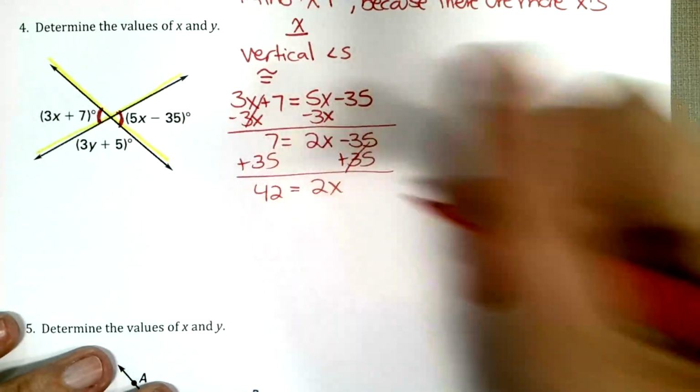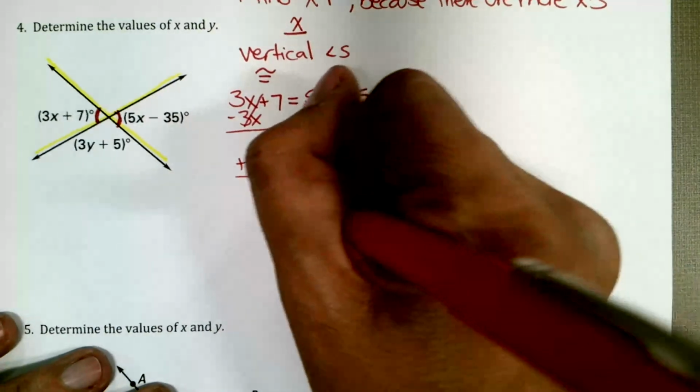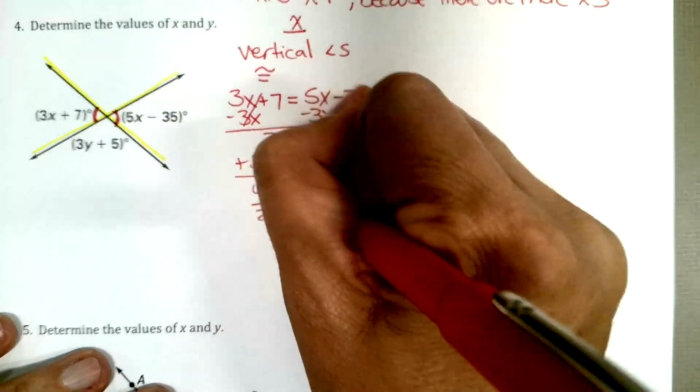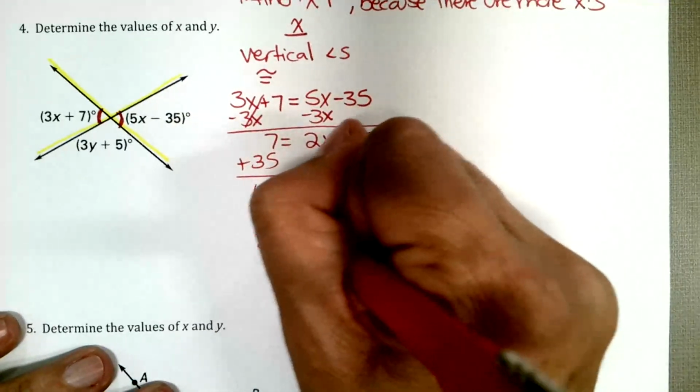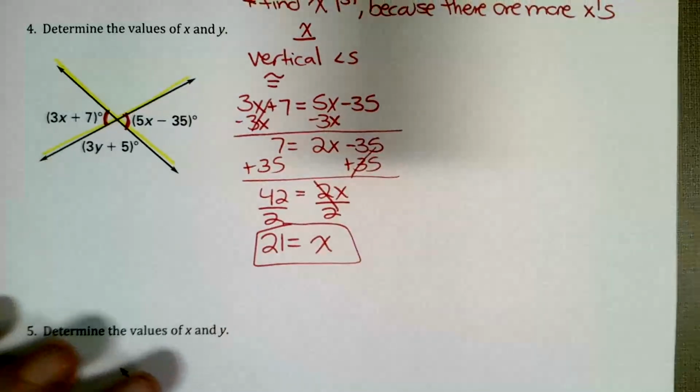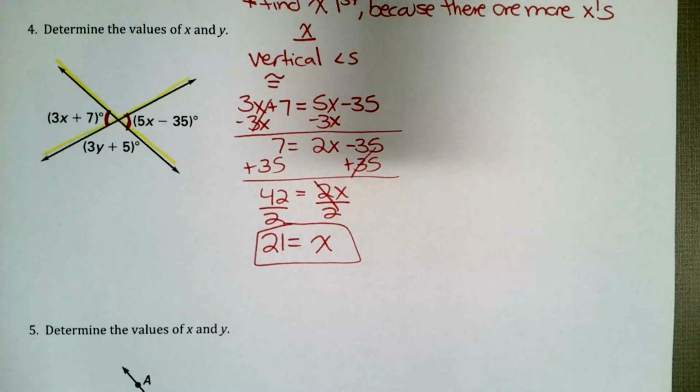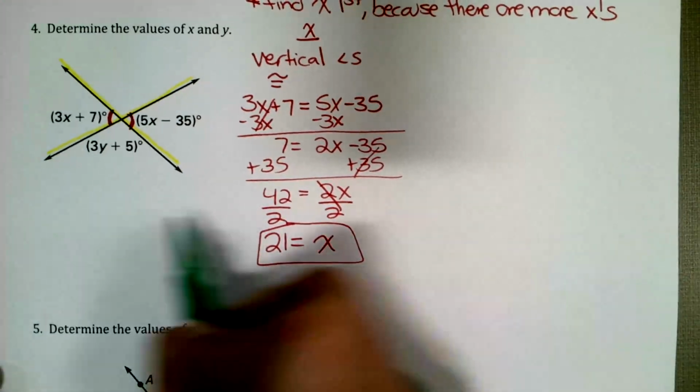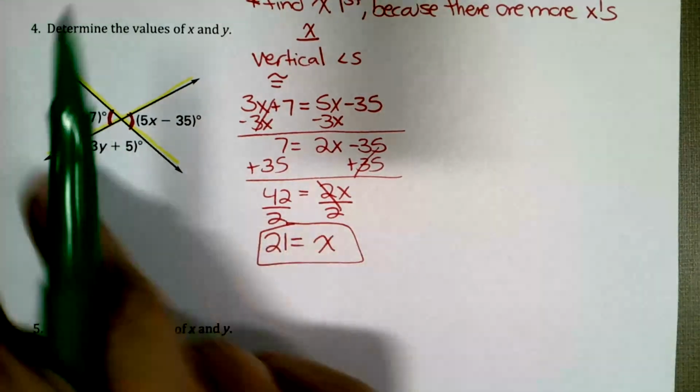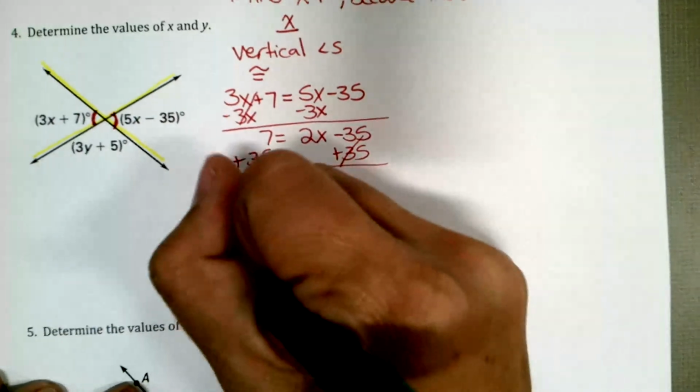So 42 equals 2x, and then I'm going to divide by 2. So our first answer is x is 21. Now, not always, but often what you're going to have to do if you have multiple variables is substitute x in and find something.